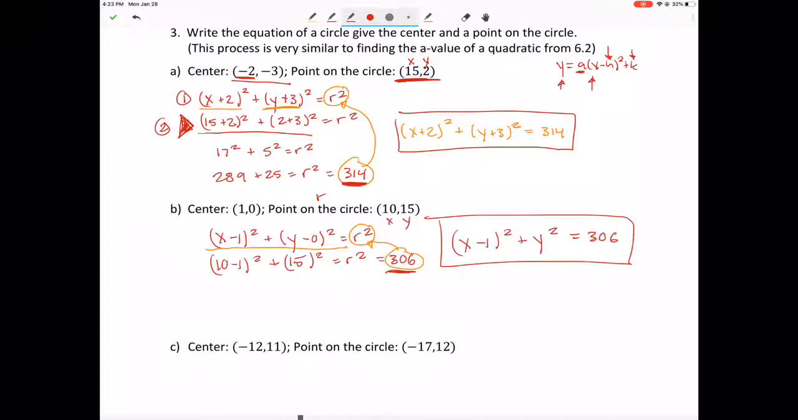Here you'd get r equals the square root of 314, but then you would still need to plug that in for your r over here, and then you would still take the square of it. So you'd be back where you were before. So that's why we don't need to take the square root. We don't need to solve for the radius.